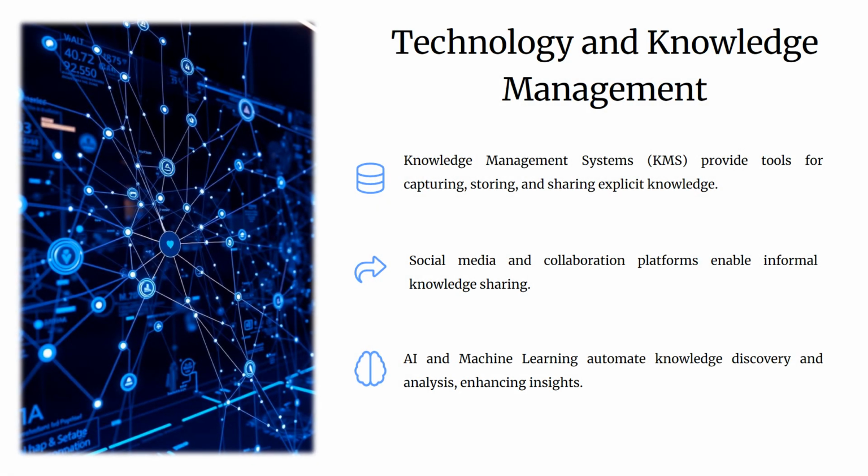The technology plays a crucial role in knowledge management. The major components are as follows. First, Knowledge Management Systems, KMS. It provides tools for capturing, storing, and sharing explicit knowledge. Second, social media platforms. It enables informal knowledge sharing. Finally, AI and machine learning. It facilitates automating knowledge discovery and analysis, enhancing insights.